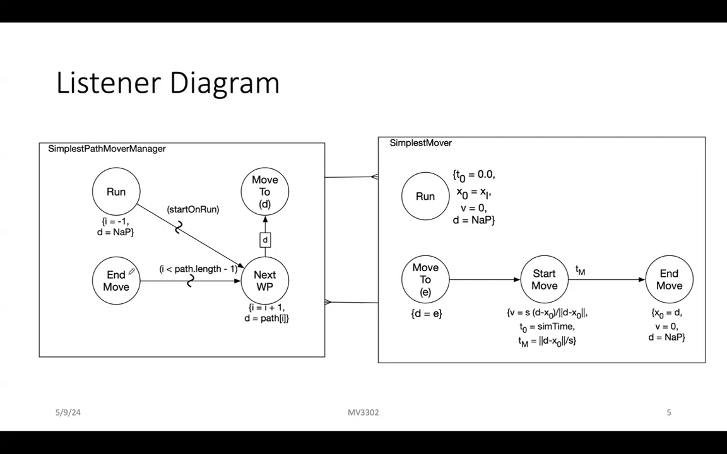How do we know when we're done? When our next index is equal to the length of the path minus 1. Again, that's more of the off by 1 business with the zero-based indexing.